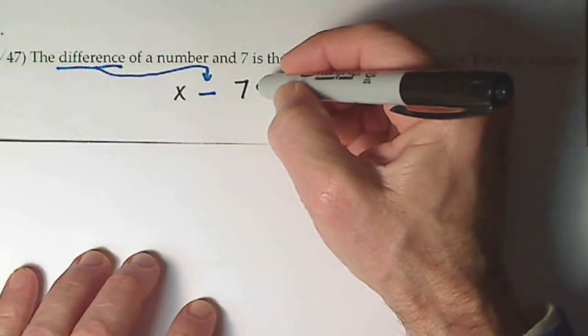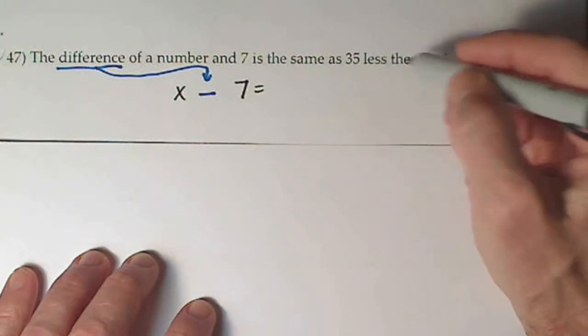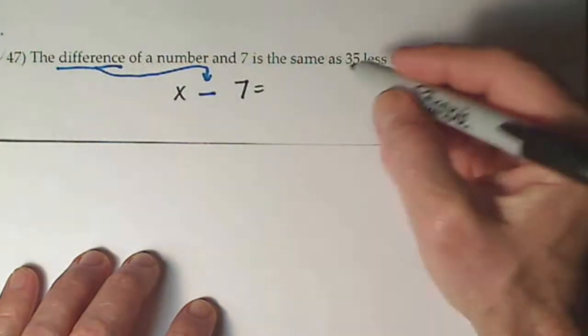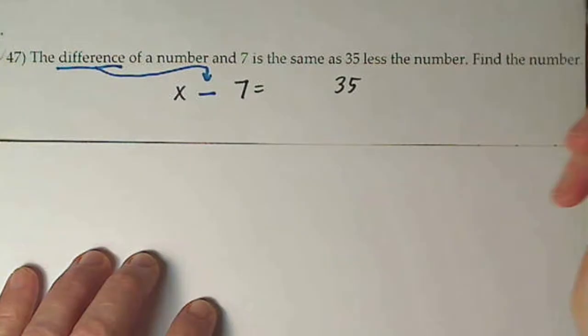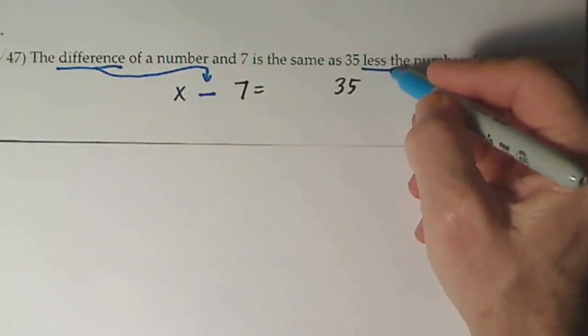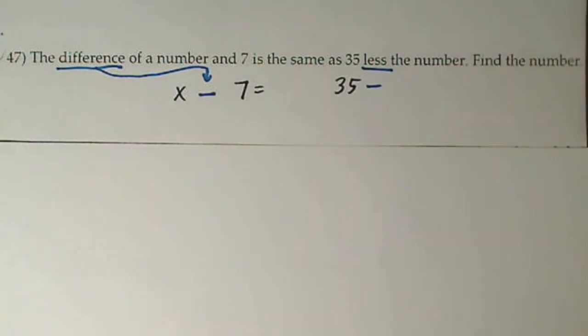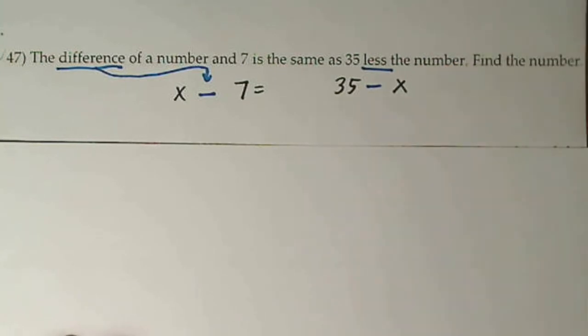Is corresponds to an equal sign, the same as 35 less the number. You might be surprised how this gets written. 35, and basically less means you're going to put a subtraction sign right there and then the number. They actually want us to solve this. Well, this is going to be interesting. Okay.